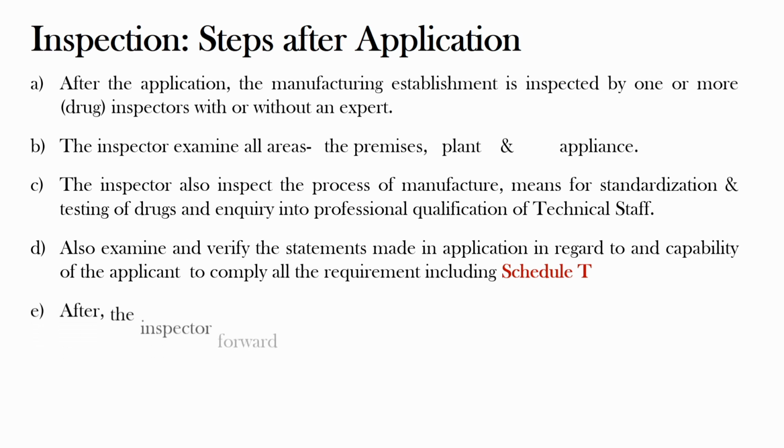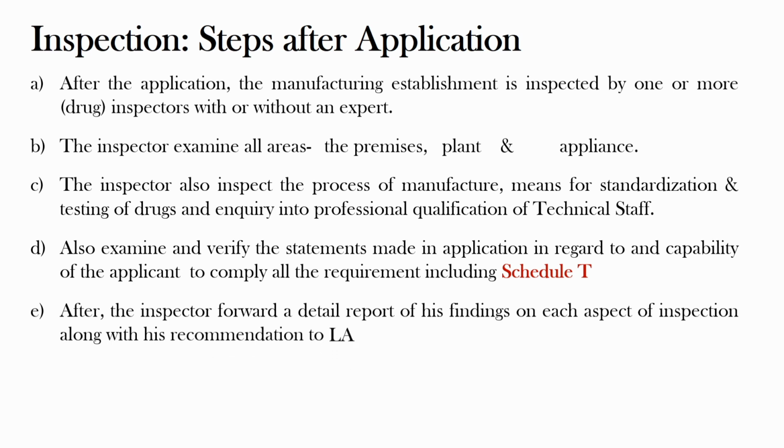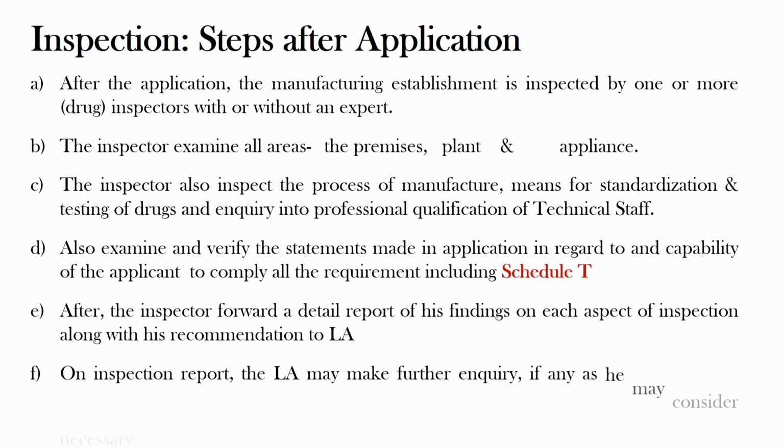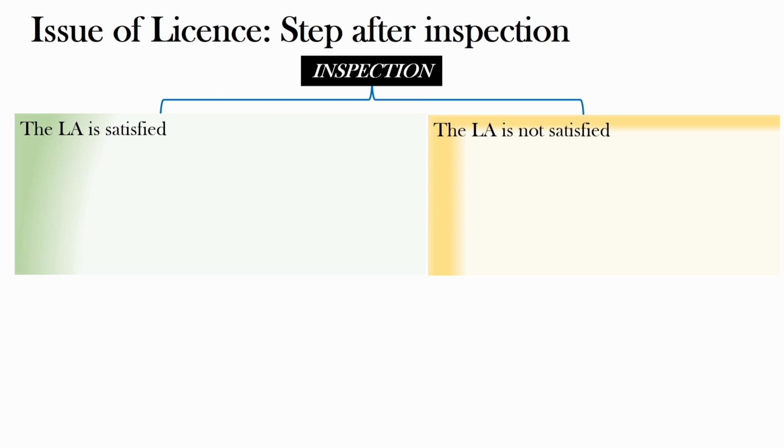After the inspection, the drug inspector forwards a detailed report of his findings on each aspect of inspection along with his recommendation to the licensing authority. On the inspection report, the licensing authority may make further inquiry as he may consider necessary. Now, the issue of license, that is the step after inspection. After the inspection report, there are two probabilities. First, that the licensing authority is satisfied, and second, that the licensing authority is not satisfied.